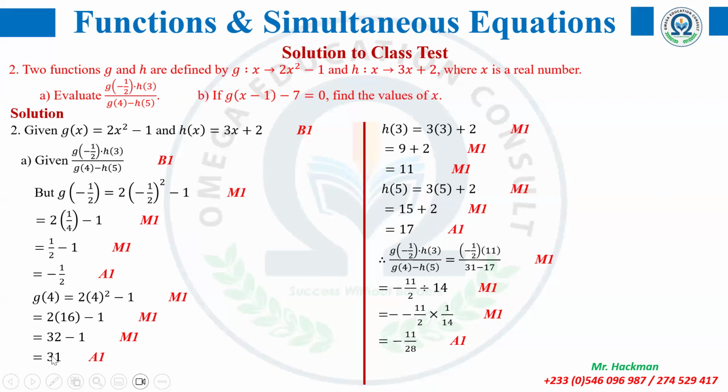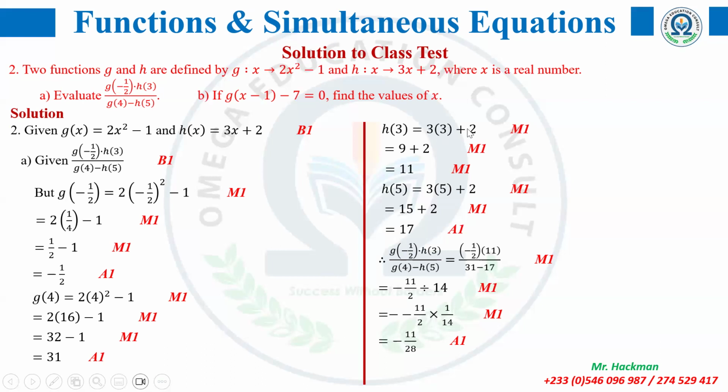So that will give you 31. Then you come and do h of 3 and h of 5. So h of 3 means wherever I see x in h of x, it is 3. And remember, this is h of x, so this x here becomes 3. So it will be 3 into 3 plus 2. So that's what you have here.